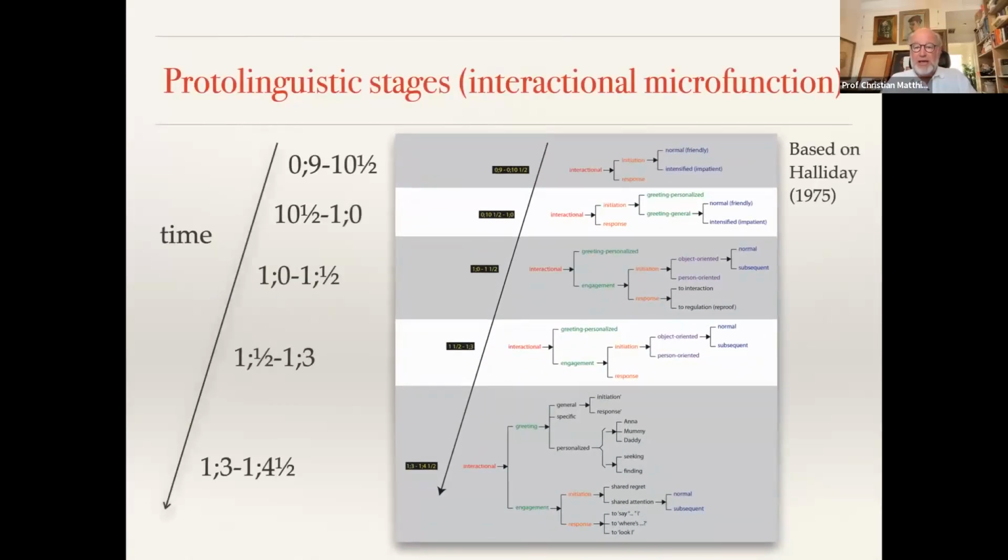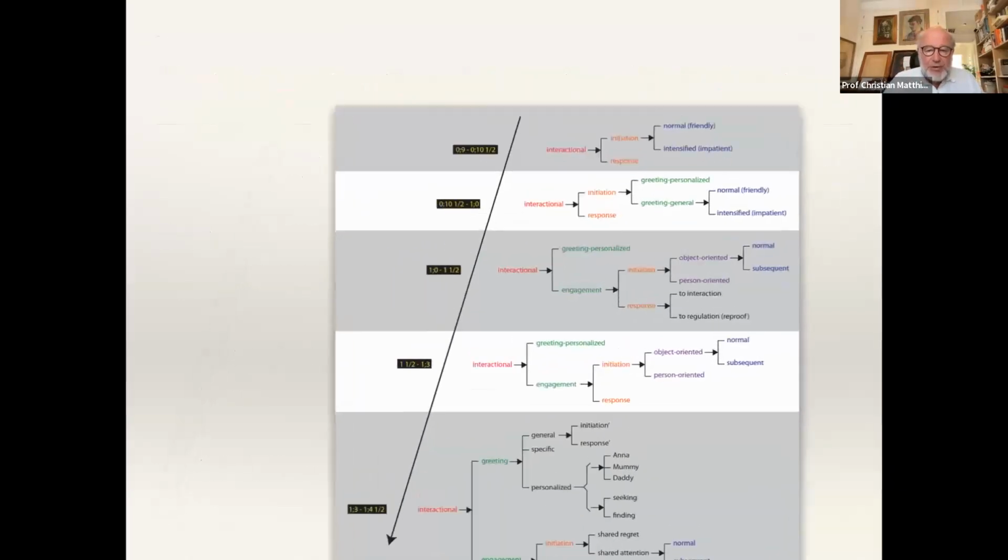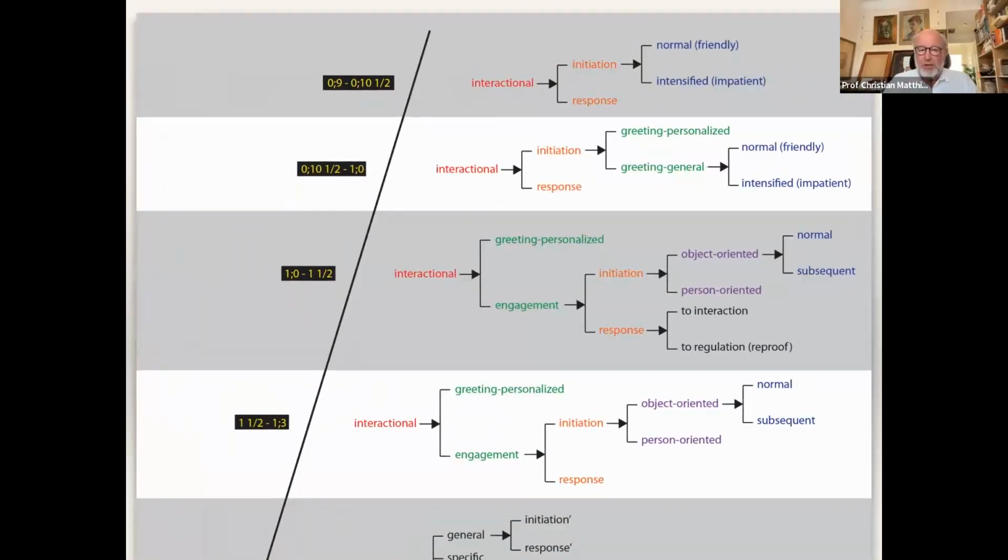Halliday described the expanding proto-linguistic system. In this case, the meaning is that of interaction, so interaction between you and me. It's a microfunction rather than a metafunction. And he describes this in states of development six weeks apart. So this shows you the timeline from 9 months to 10 and a half months, to 1 year, to 1 year 3 months, to 1 year 4 months and a half. And what you can see, what this brings out, and I've color-coded this, is the expanding meaning potential.